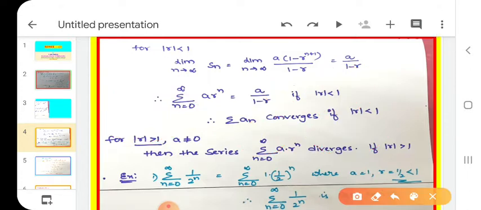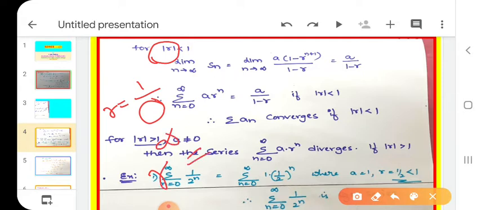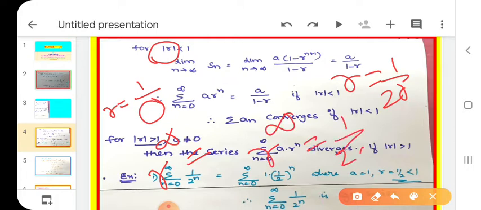So mod r less than 1 means r is in the form of 1 by some number. Then what is the value of r power infinity? If r equals 1 by 20, then what is the value of r power infinity? 1 by 20 whole power infinity. That implies 1 power infinity by 20 power infinity, which means 1 by infinity, that means 0.